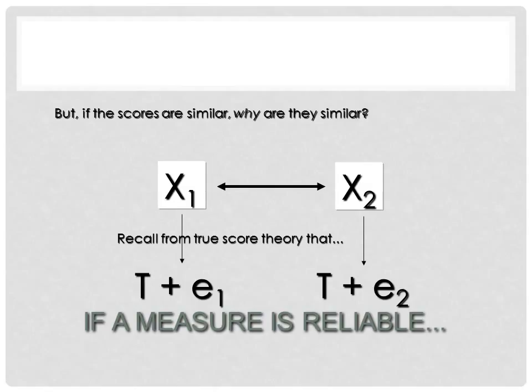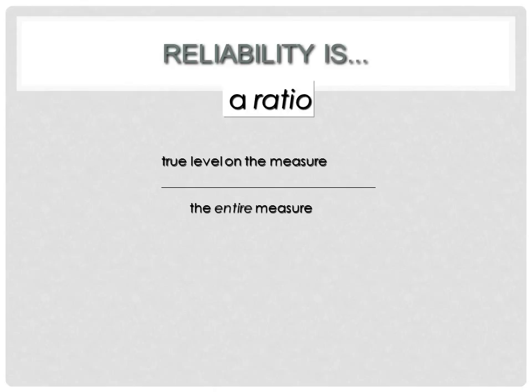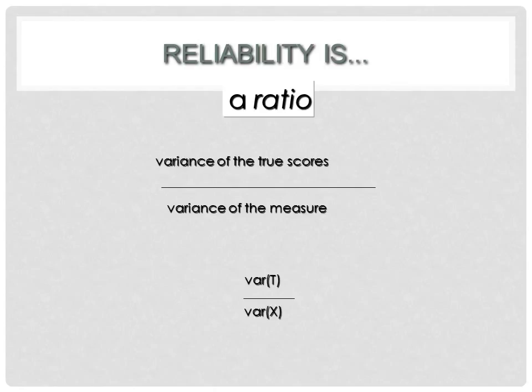So a reliable measure is a measure that taps into a construct more than it gets error. If there's too much error, it means that the construct is not getting enough weightage. In other words, it's not a reliable measure. So quite simply, the only thing common is true score. So in statistical terms, reliability is a ratio of the true level divided by the error. So bigger the denominator, bigger the error, bigger the numerator, smaller the error. So in other words, it's the variance of the true score divided by the variance of the total observation.